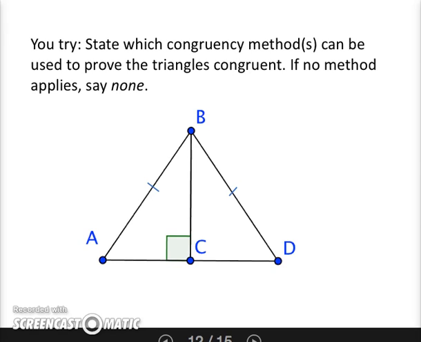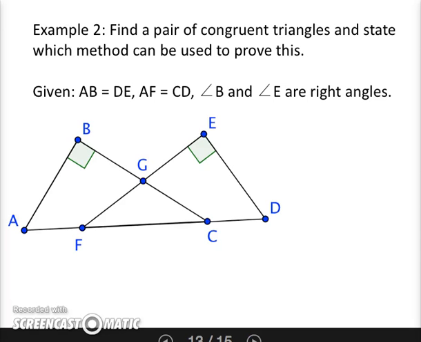You try one. State which congruency method or methods can be used to prove the two triangles congruent. If no method applies, say none. Example 2. Find a pair of congruent triangles and state which method can be used to prove this. We're given AB is congruent to DE, and AF, this little segment here, is congruent to CD, and angle B and angle E are right angles, which is already marked on the diagram.